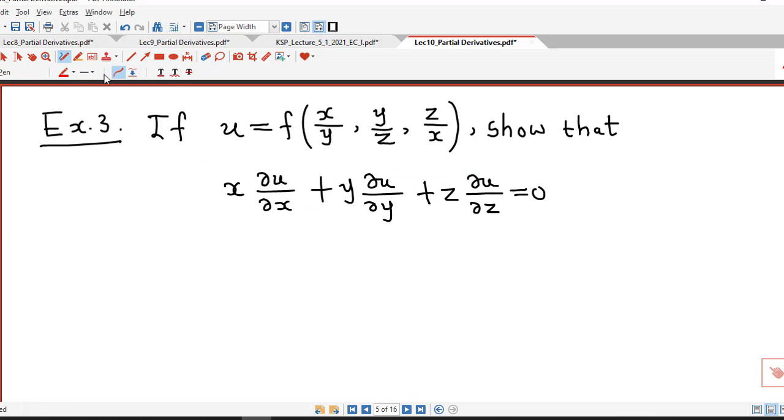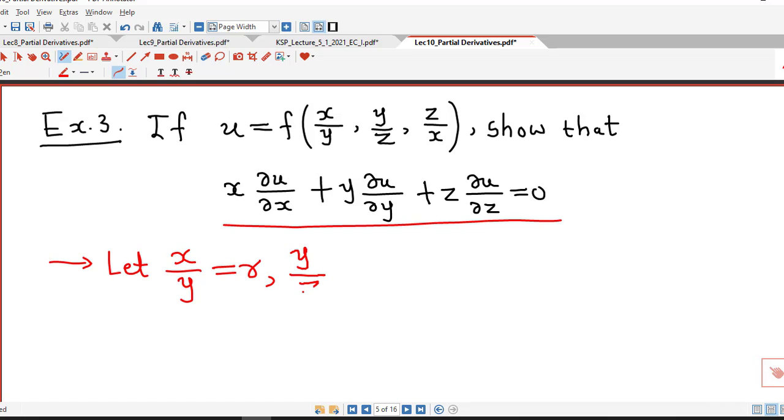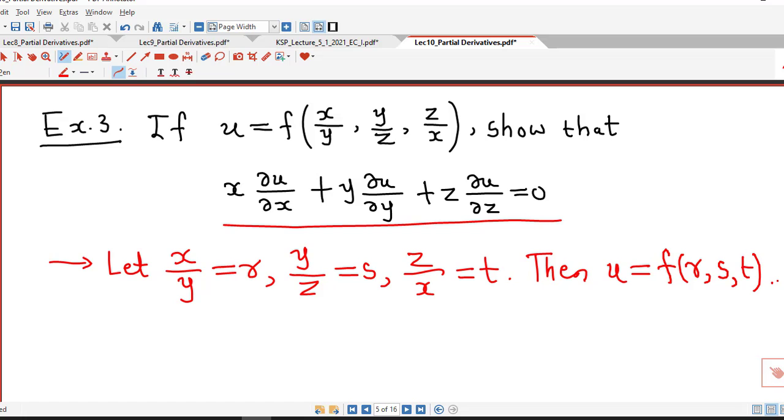This is another problem of the same type. Here also u is function of x by y, y by z, z by x, and we have to show that x into del u by del x plus y into del u by del y plus z into del u by del z is 0. So we start by taking this x by y equal to say r, y by z equal to say s, and z by x equal to say t. Then u is a function of RST, and RST are functions of x, y, z.